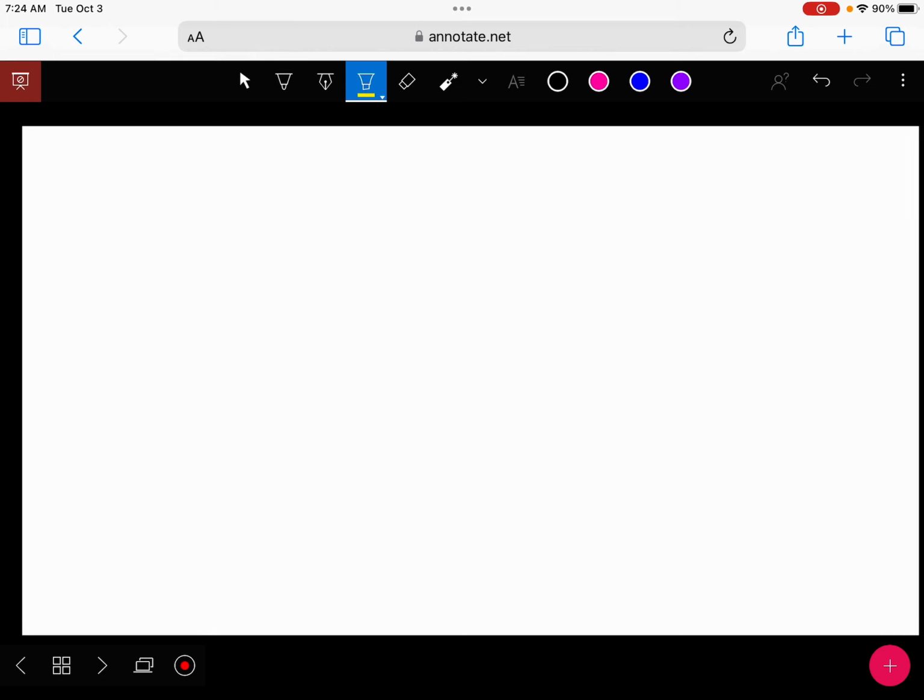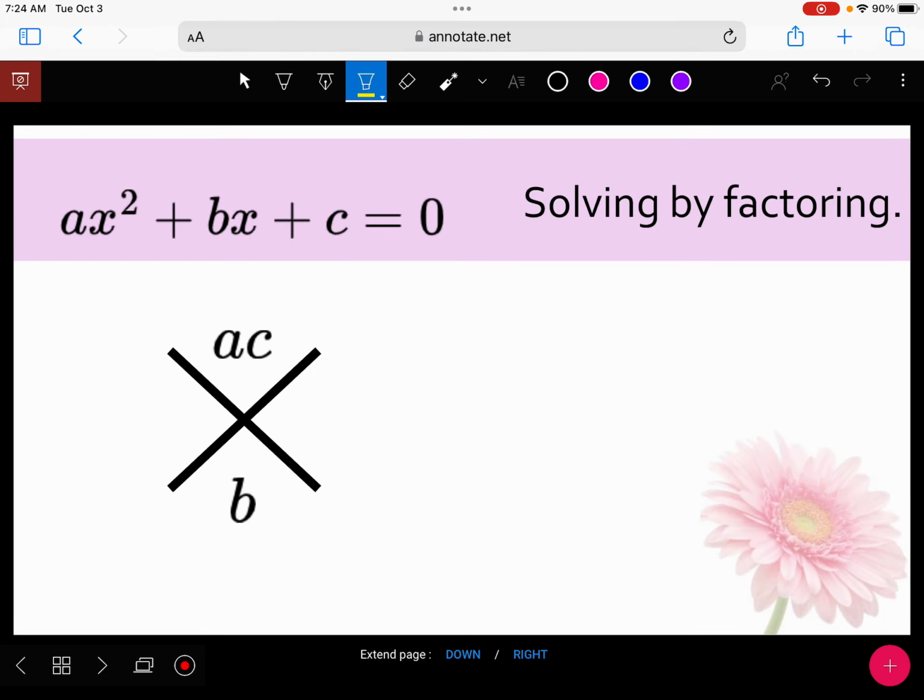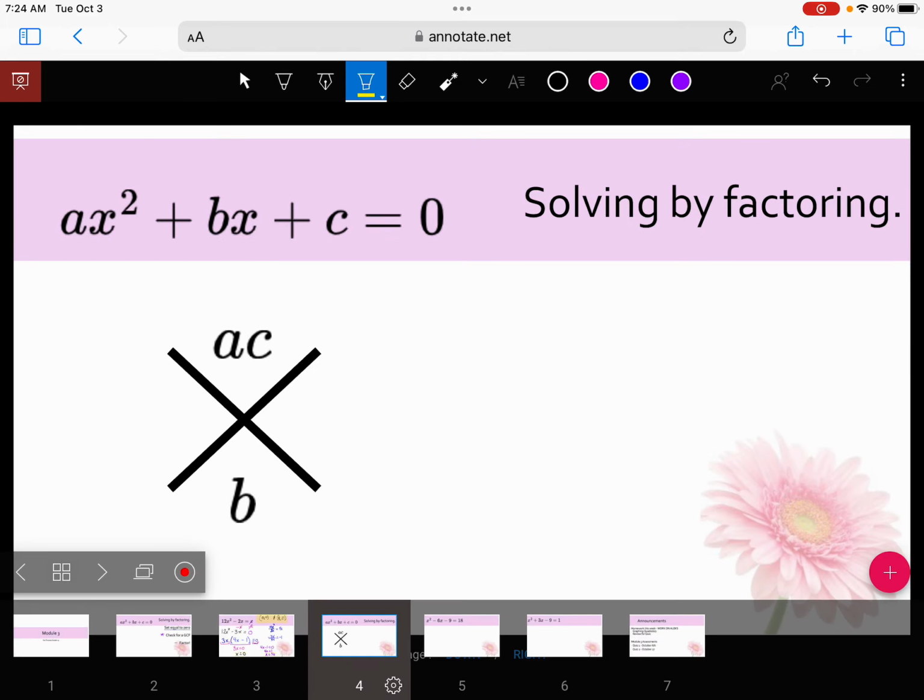Then we're going to remember how we do this without a GCF. Pretty much every method I know still uses the X in some way, shape, or form to factor, where we have our a times c at the top and our b at the bottom. So this is the same standard form.